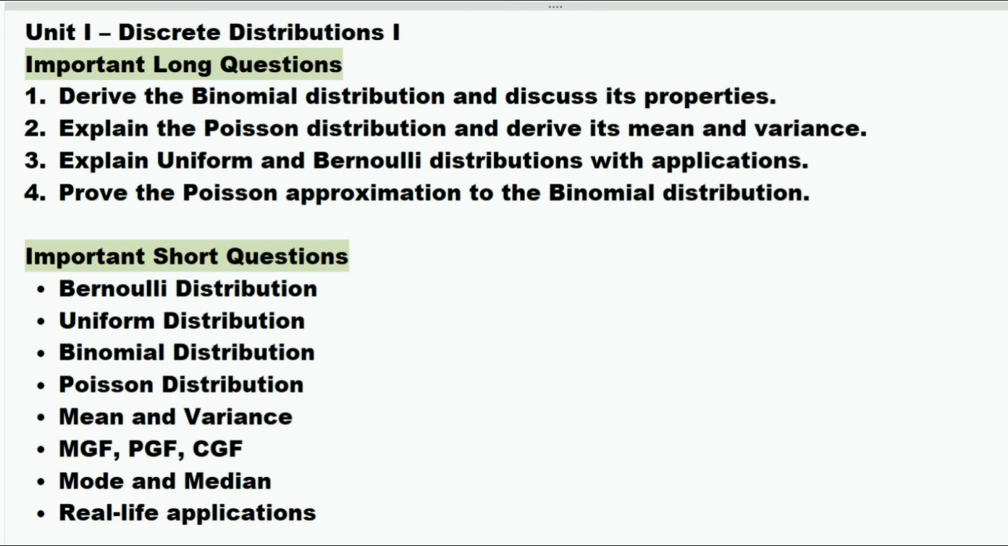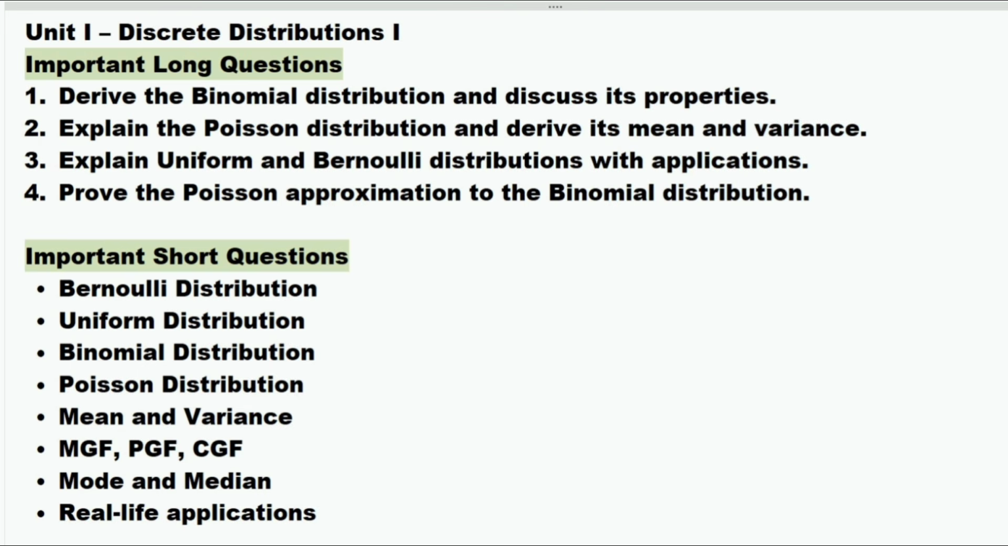Okay, so coming to unit 1, important long questions. Derive the binomial distribution and discuss its properties. Explain the Poisson distribution and derive its mean and variance. Third one is explain uniform and Bernoulli distributions with applications. Fourth one is prove the Poisson approximation to the binomial distribution. These are the very important long questions. Okay, these are gunshot questions.